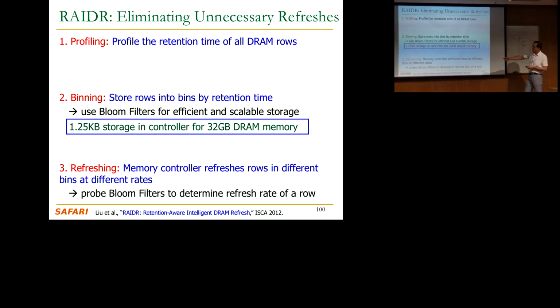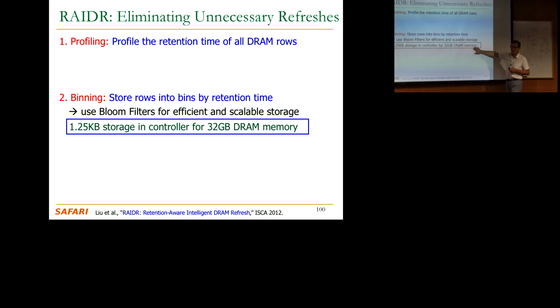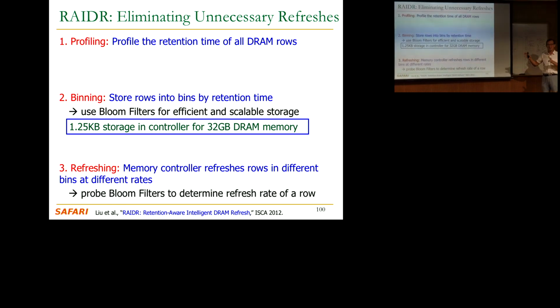Okay, so basically, the storage that we have in the controller is only 1.25 kilobytes for a 32 gigabyte DRAM memory, and you can read the paper for more detail. By the way, we use this as a hardware structure, but this is a software structure also, right? You could use Bloom filters for many purposes when you're writing programs, assuming your problem can tolerate false positives and you want no false negatives.